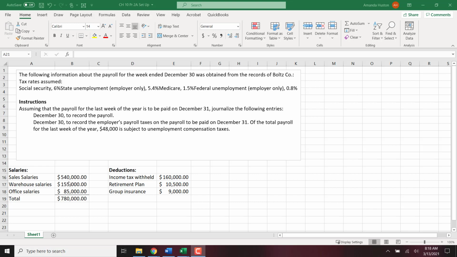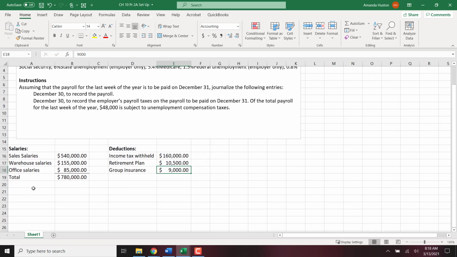Record the employer payroll taxes to be paid on December 31st. Of the total payroll last week, 48,000 is subject to unemployment compensation taxes. Okay, so here's the information. We have salaries of 540 for sales, 155 for the warehouse, and 85 for office salaries. The deductions were income tax withheld of 160,000, retirement plan 10,500, group insurance 9,000. Total wages was 780,000.